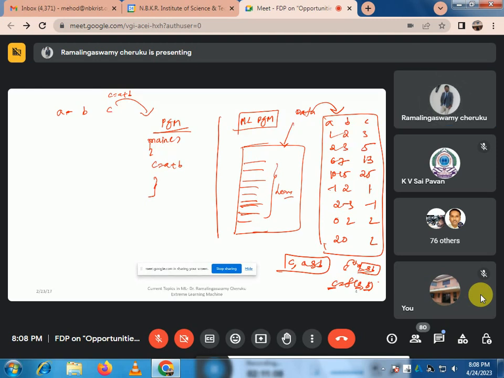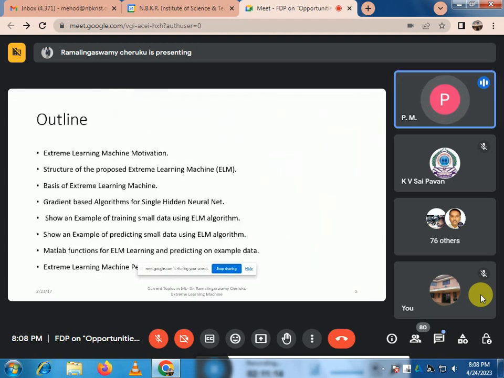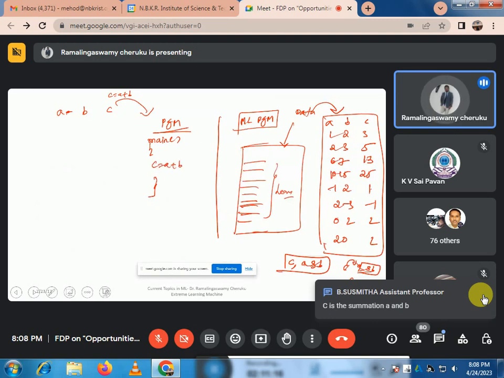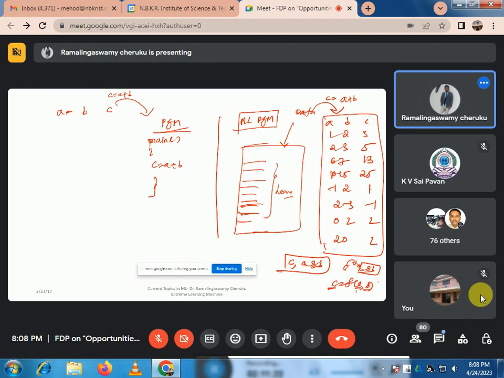C is equal to A plus B. A plus B is equal to C. Exactly, very good. Because you observe the pattern and then you have established C is equal to A plus B. And as we are human beings, we already studied this.